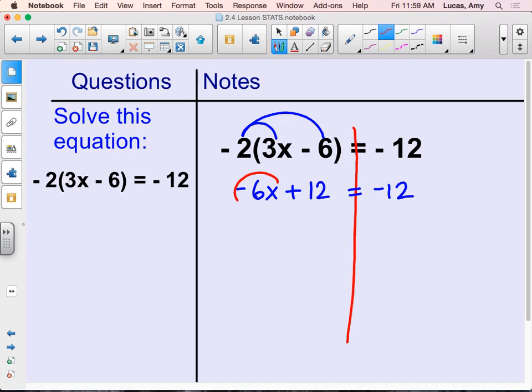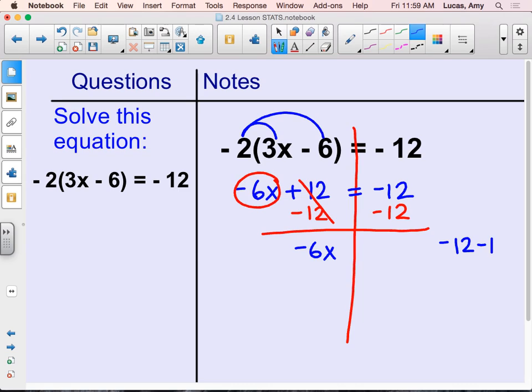Now, I can circle my variable part, subtract the 12 on both sides. Negative 12 minus 12 is not 0. Negative 12 minus 12 is the same as negative 12 plus another negative 12. It's negative 24. Then if I divide by my negative 6 on both sides, x equals positive 4.